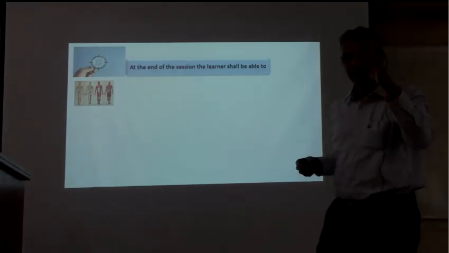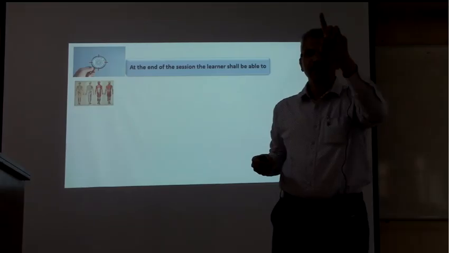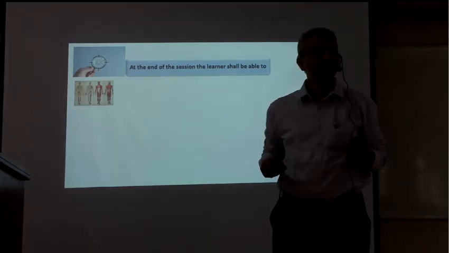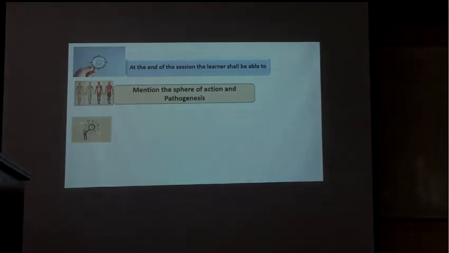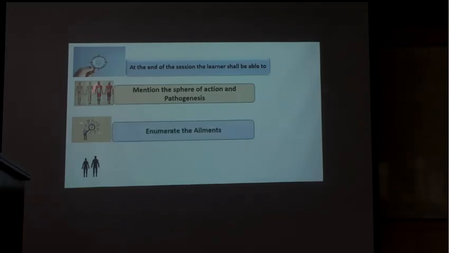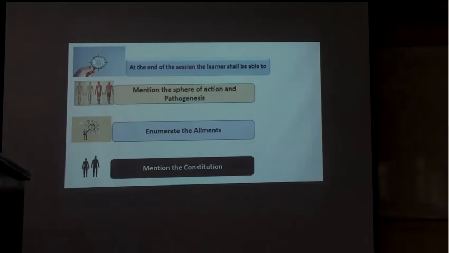In today's class, we are going to focus on 3 areas. The first area is sphere of action and pathogenesis. The second area is ailments, what the causative factors are. And the third, last objective for today is the constitution. How do they look physically? That is what we call the physical constitution of opium. Hope the objectives are clear.